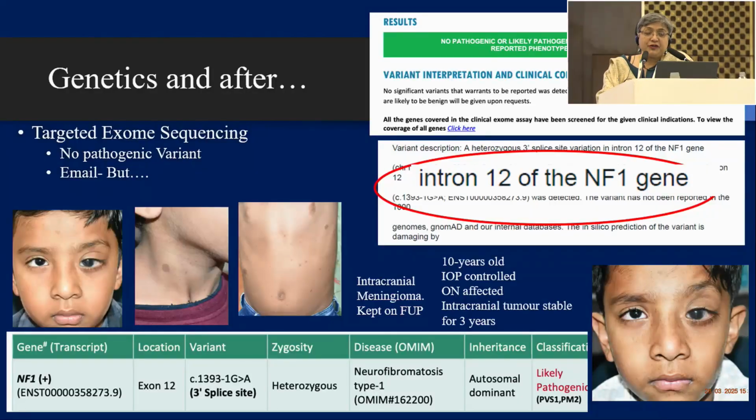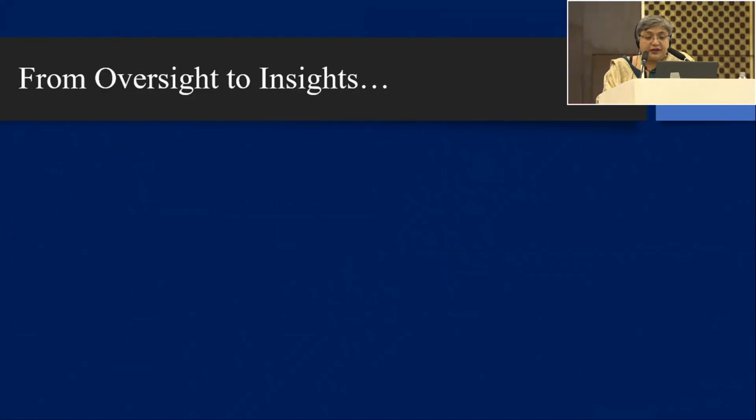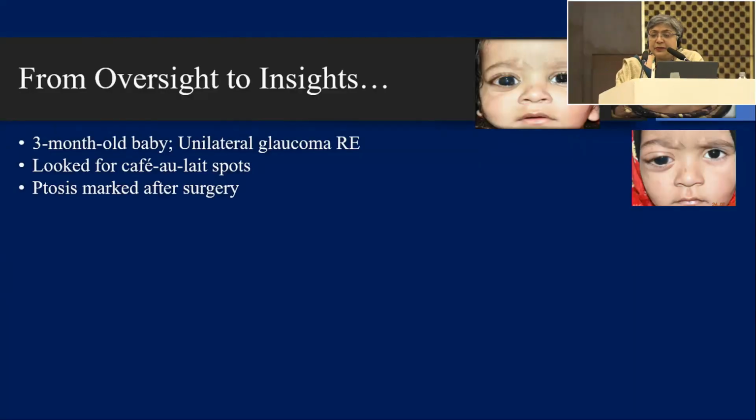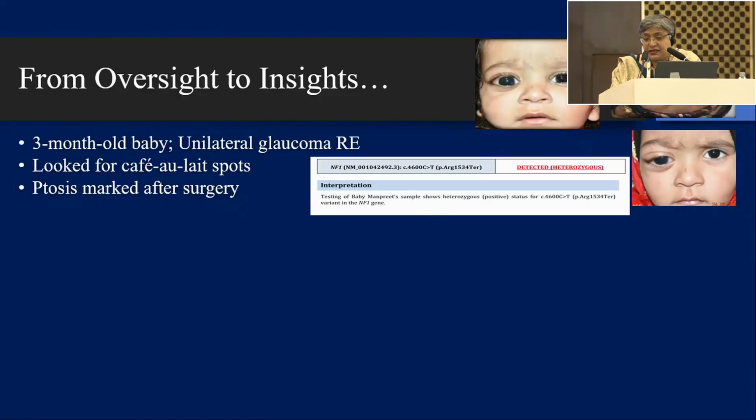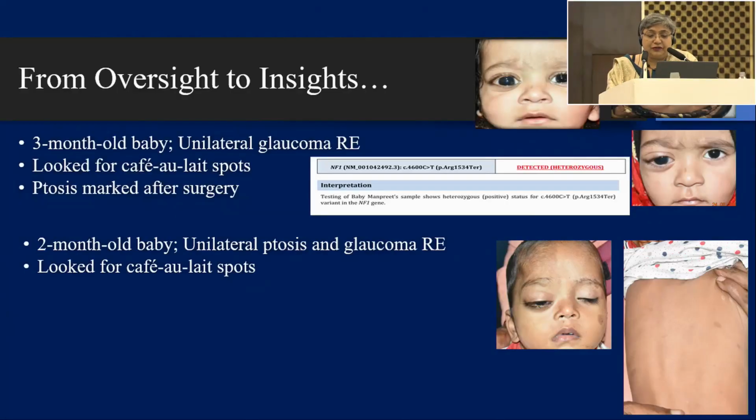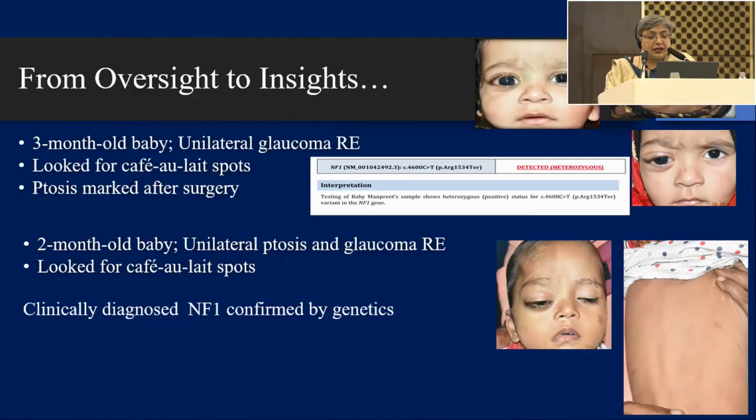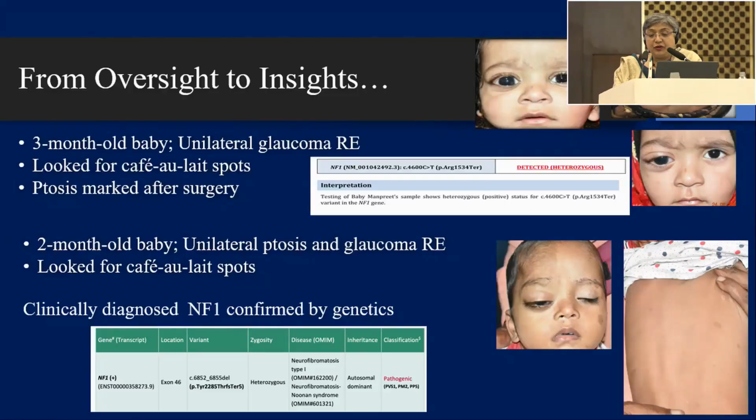So we have a responsibility, and this child has really made us wake up to the requirement that we need to be really, really careful. And once we had this oversight, now we have insights. So a baby with unilateral glaucoma, weird looking eyelid, and we always think of neurofibromatosis. This, of course, we just send and we say we are looking for neurofibromatosis. A 2-month-old baby, unilateral ptosis, looked for cafe au lait, found them, asked for NF1, got an NF1. So this is how it made us wiser.